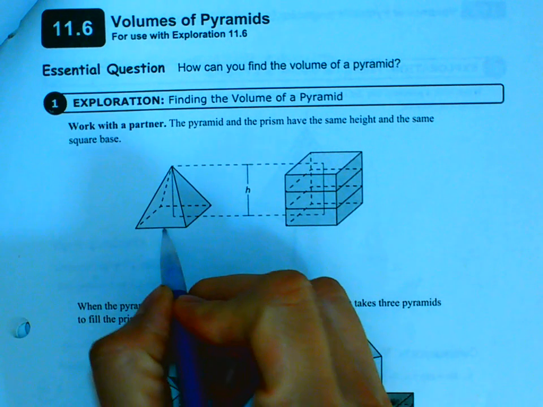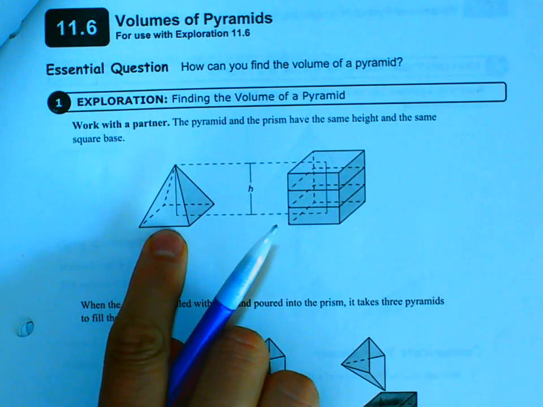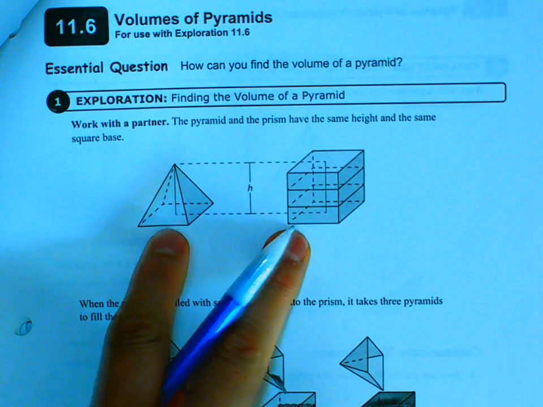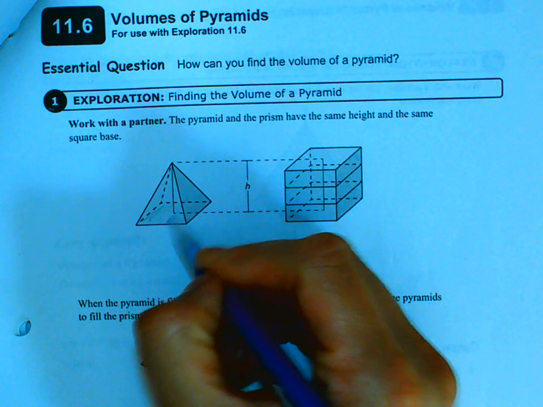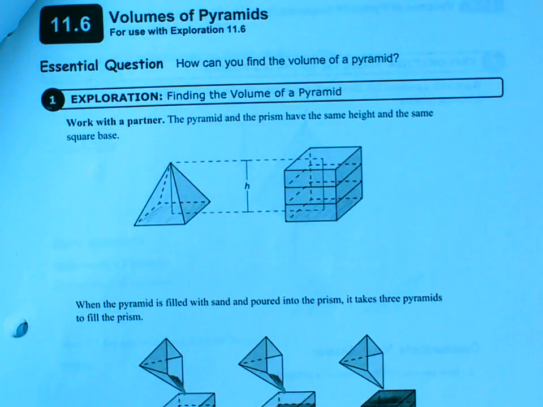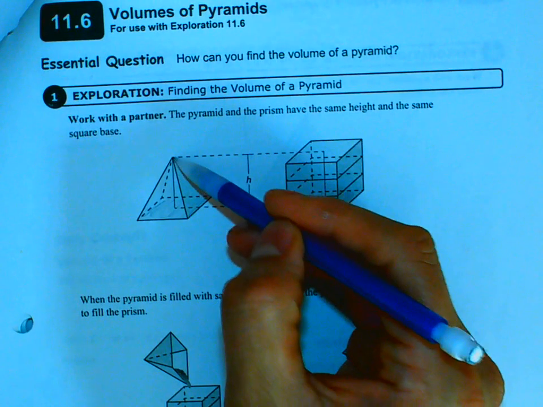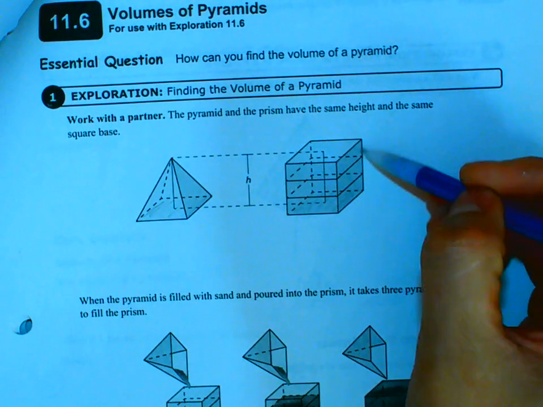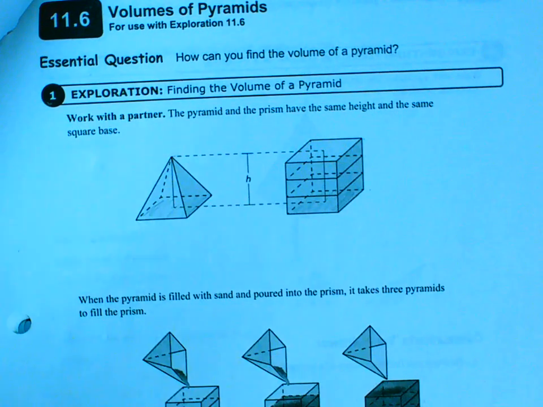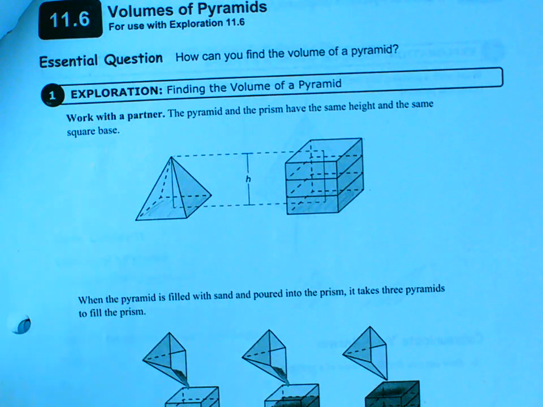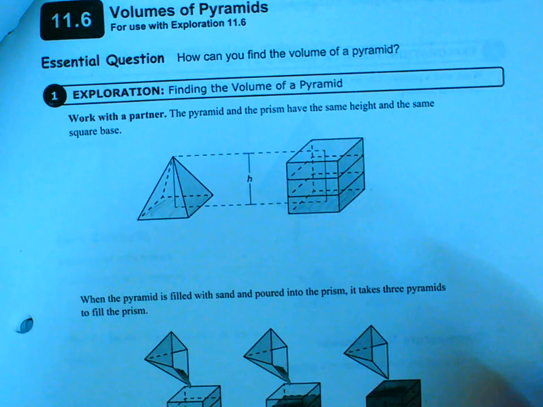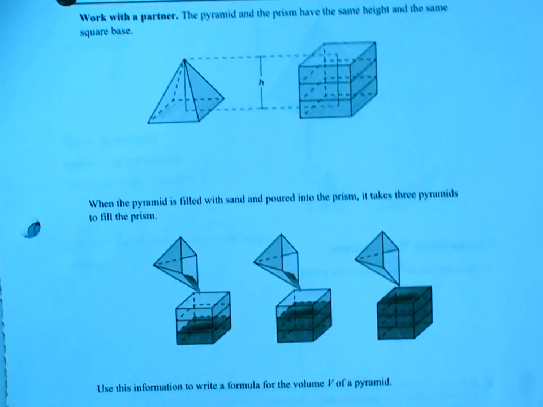So what you have here is a pyramid and a cube. Both of these have the same base, meaning that this area right here is the same as this area right there. Same area of the base, and also the same height. The height from here to here is the same as the height from here to here. So if you can see here, it takes at least 3 of these to fill this up. And you're going to see that in the following illustration.